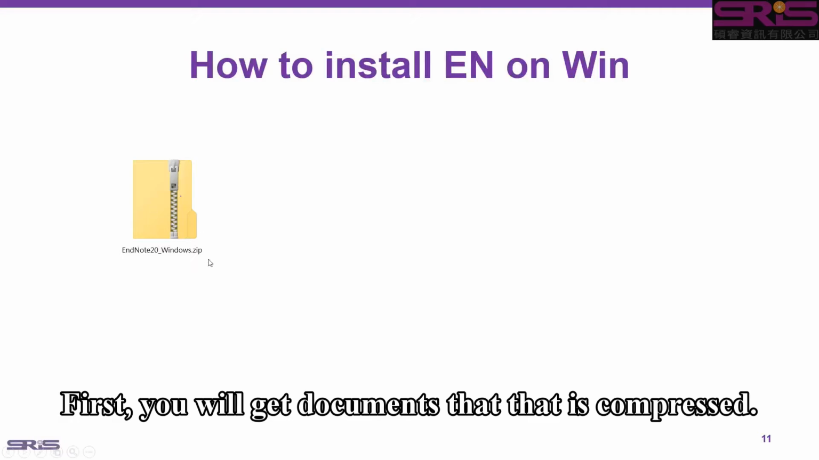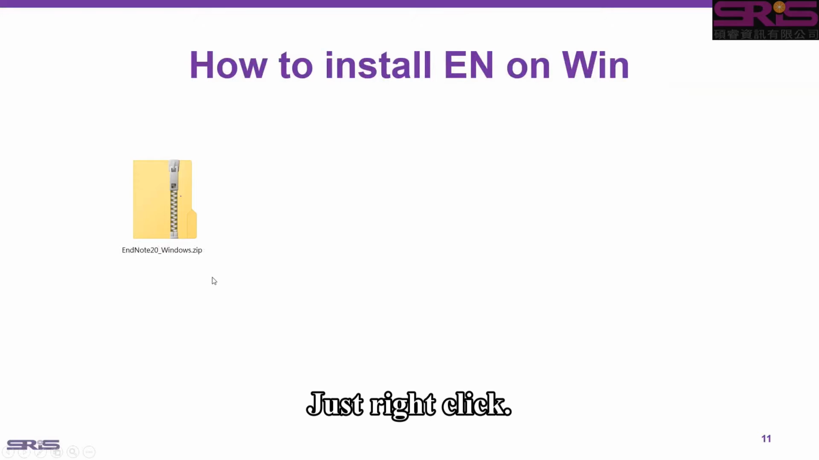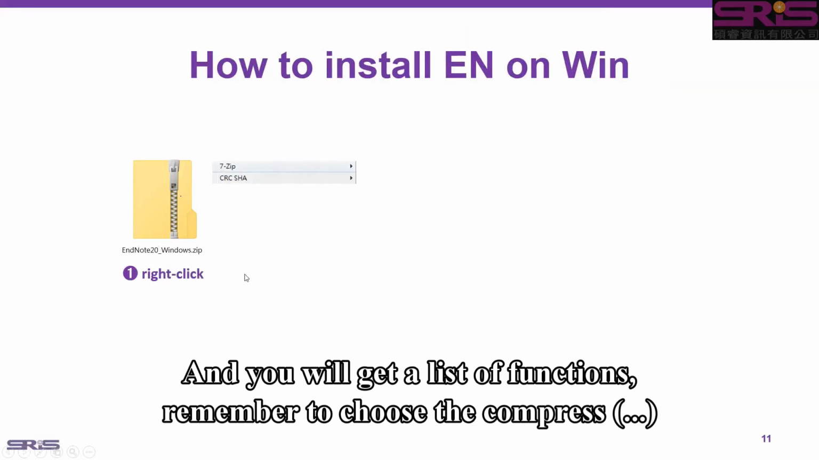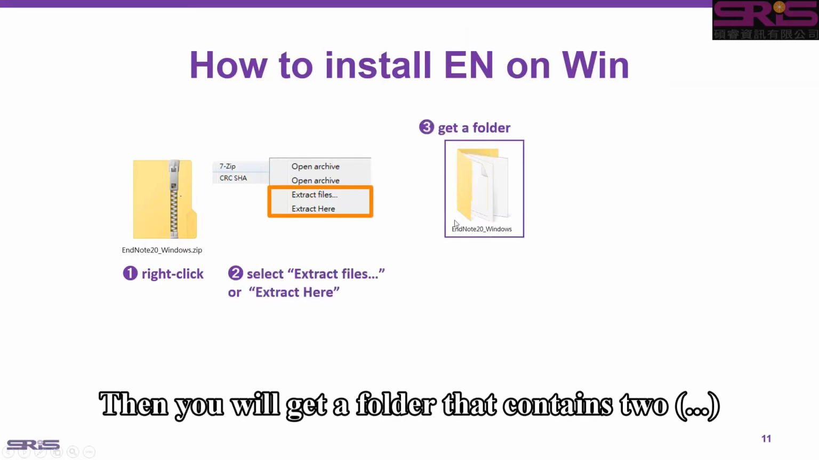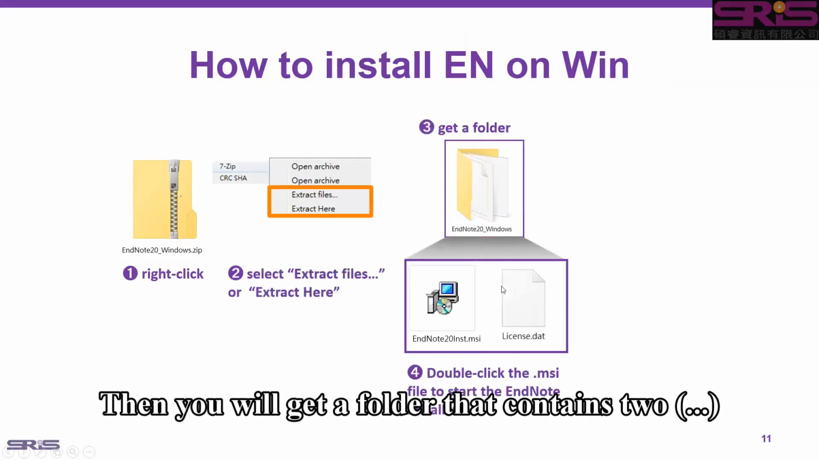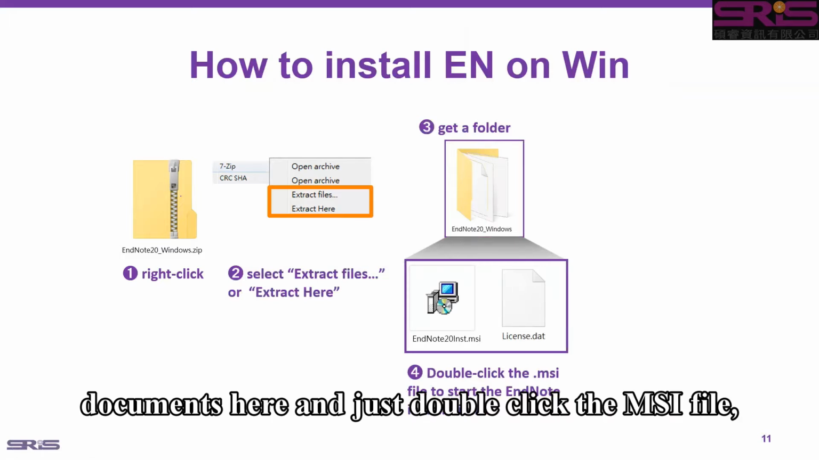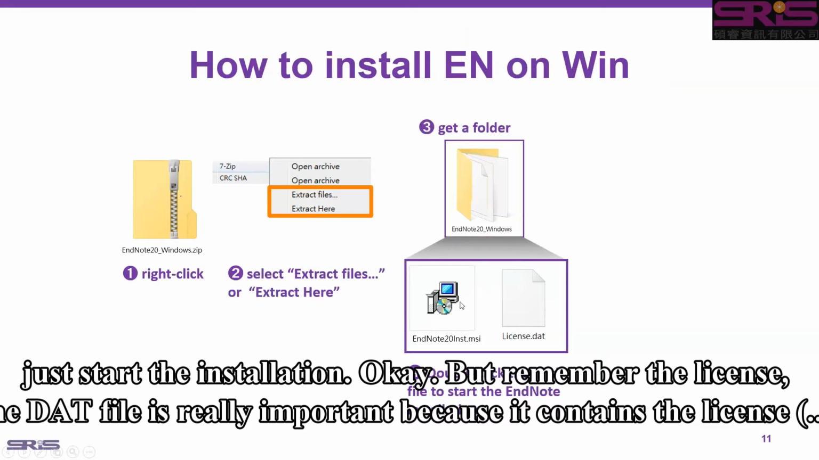First, you will get a document that is compressed. Just right click and you will get a list of functions. Remember to choose the decompress function, like extract files or extract here. Then you will get a folder that contains 2 documents. Just double click the MSI file to start the installation.